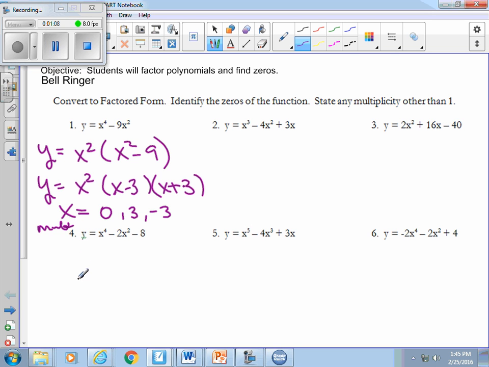Okay, multiplicity. What is the multiplicity of each one of those zeros? Almost. 2, 1 and 1. Why 2 on the 0? It's squared. X times x, so that 0 appears twice.